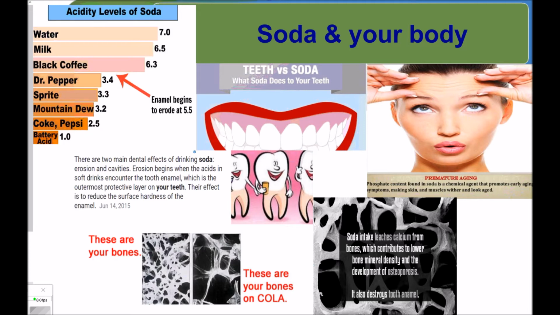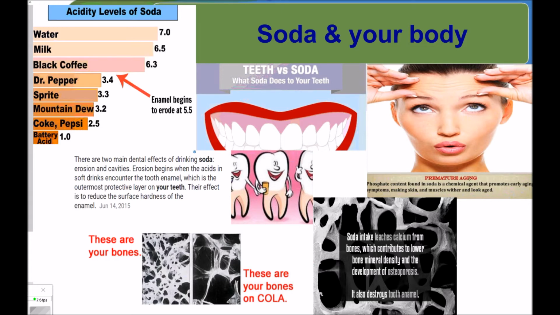Other effects of soda are on your bones. The phosphorus actually reacts with calcium, and it binds the calcium, and then you pee it out. So it lowers the mineral density in your bones and can lead to osteoporosis. So this is actually kind of dangerous. Especially with older age, it becomes dangerous when it comes to movement and mobility, etc.